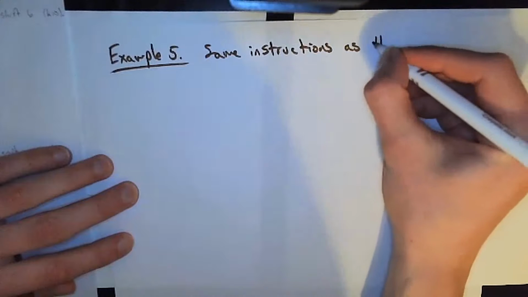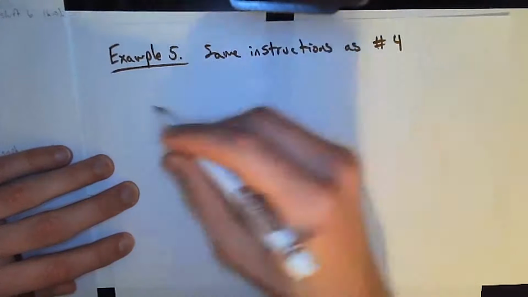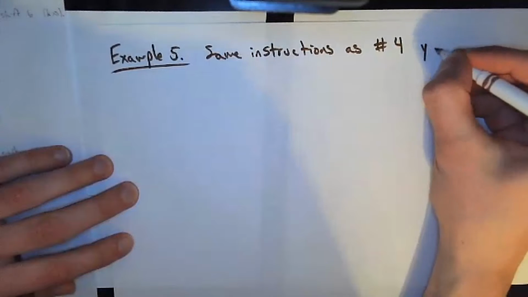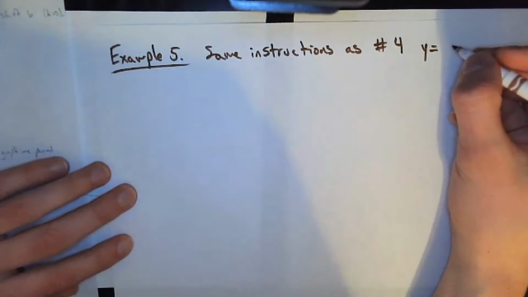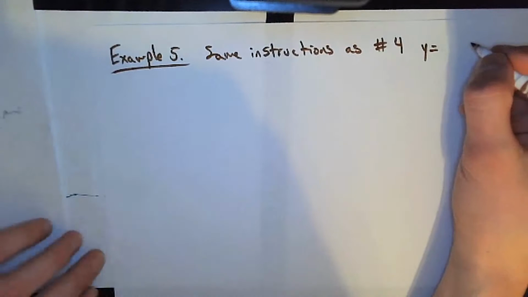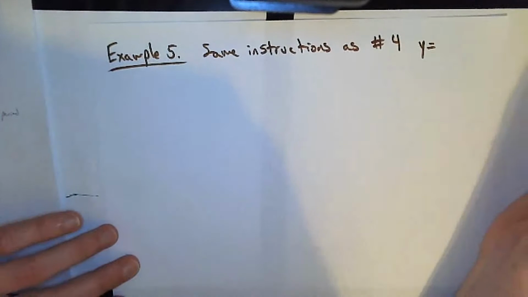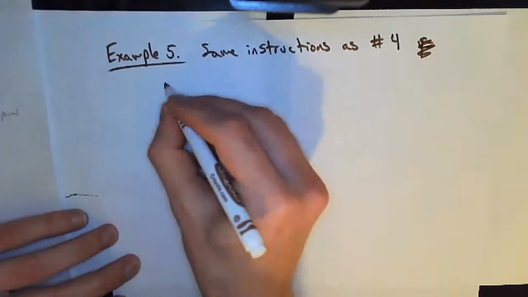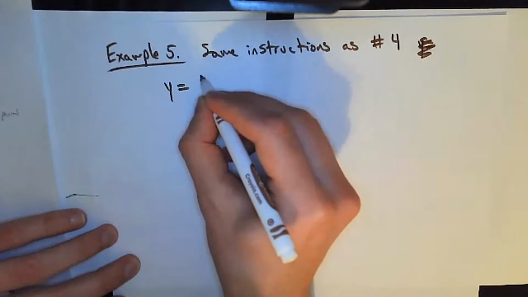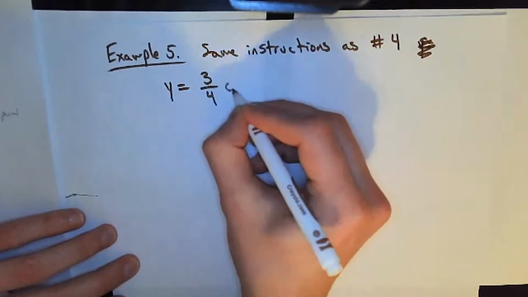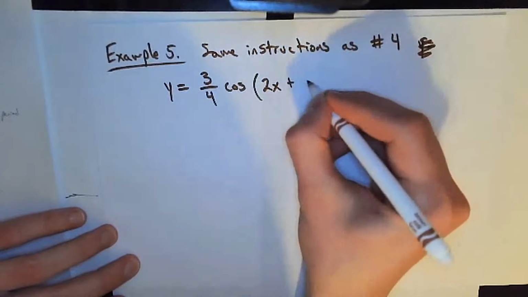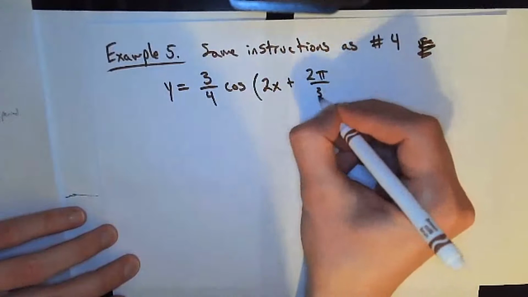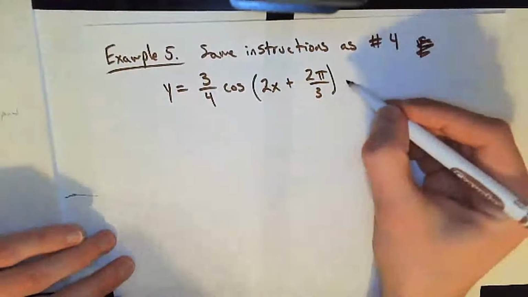Okay, same instructions as number 4. Y equals, where is it? Oh, I lost my example. Oh, I see it. I'm gonna need a bit more room, it's a long one. So y equals 3/4 cosine of 2x plus 2 pi on 3. Oh, that's a nice one.